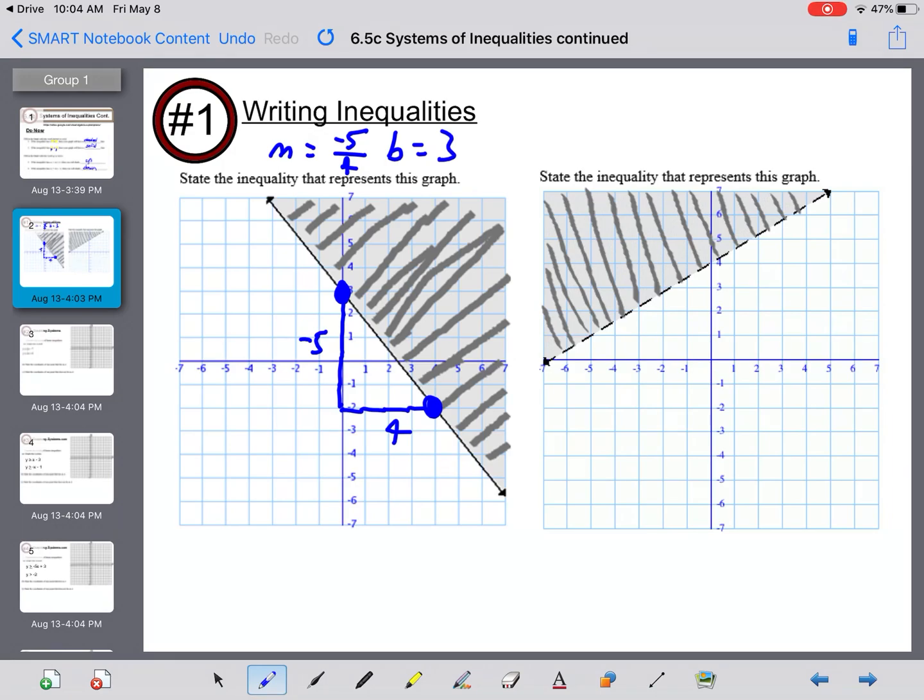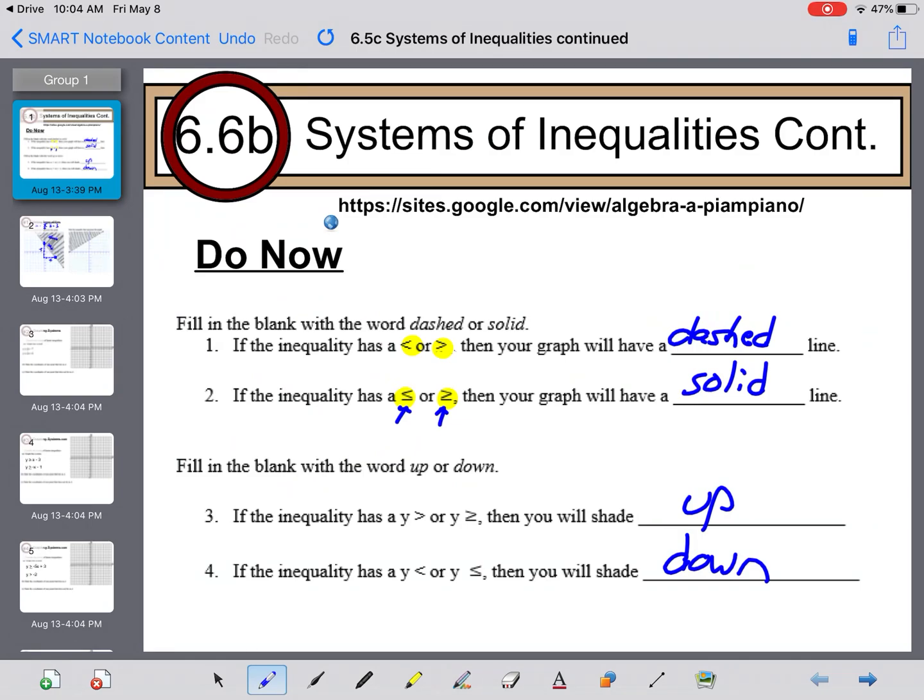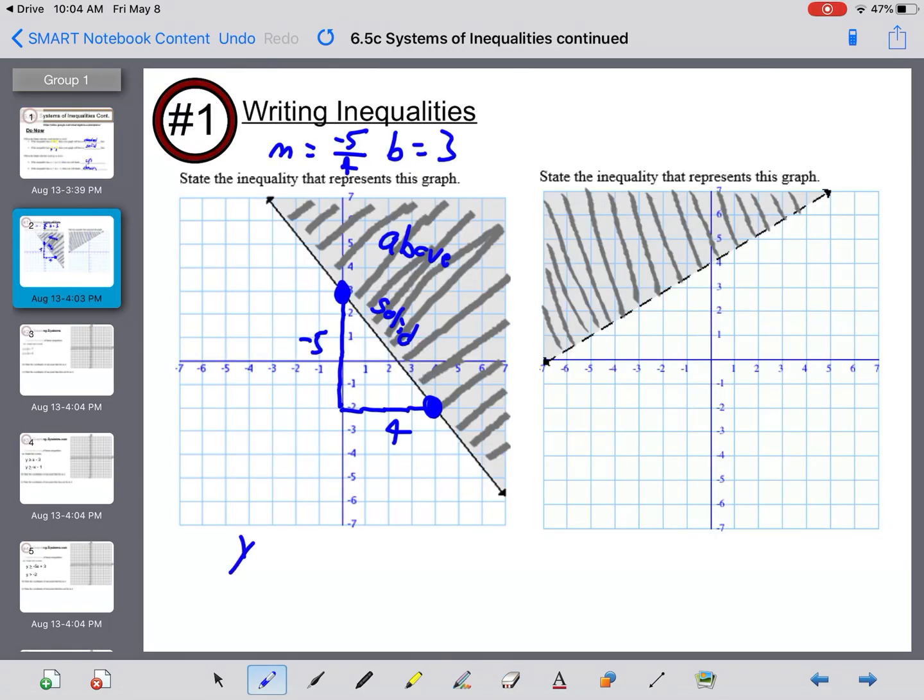Negative 5 over 4. Now we have to use those rules from the do now to determine which inequality symbol we need to use. I see shading above, and I see a solid line. Solid line and shading above would have to be greater than or equal to. So we get y is greater than or equal to negative 5 over 4 x plus 3.